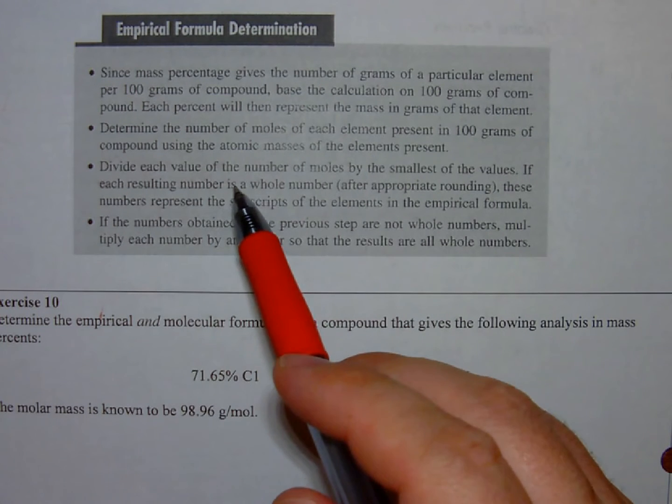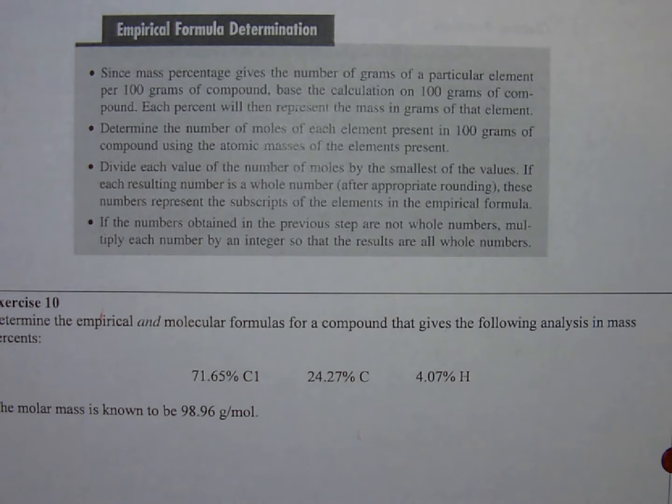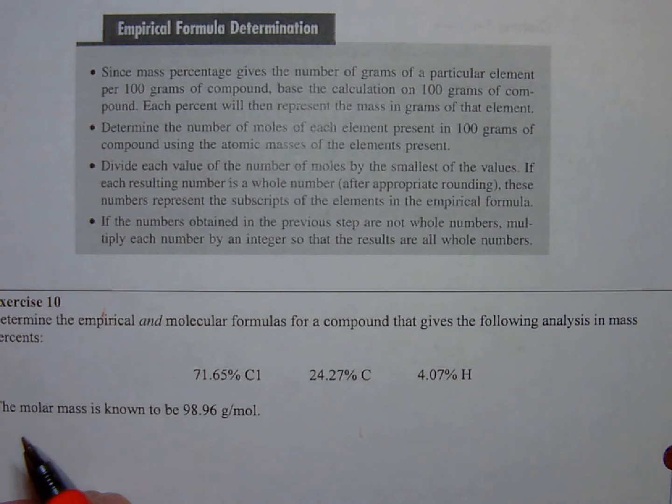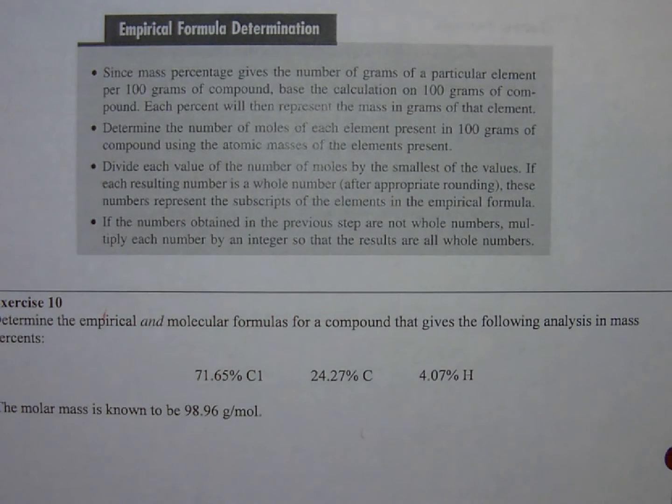Divide each value of number of moles by the smallest of the values. If each resulting number is a whole number, after appropriate rounding, these numbers represent the subscripts of the elements in the empirical formula. If the numbers obtained, because they won't always be whole numbers, are not whole numbers, multiply each number by an integer so that the results are all whole numbers.